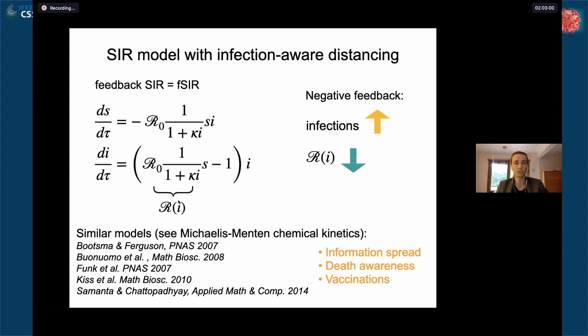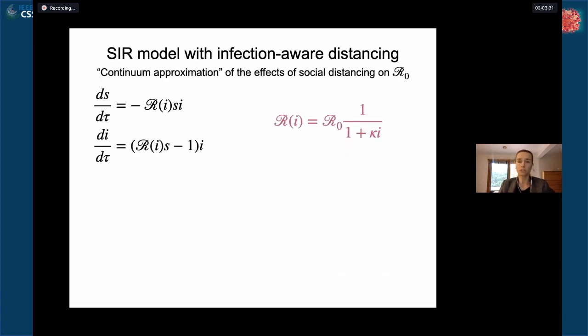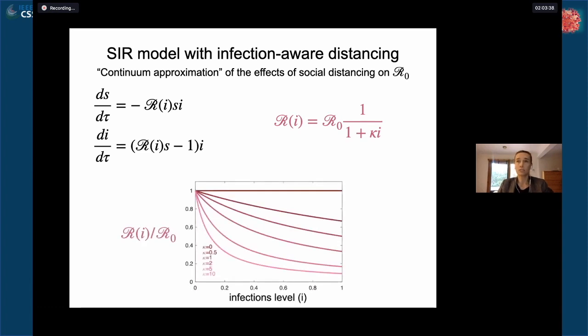And then there's a series of other works where they included Michaelis-Menten type terms like this for modeling awareness of infections that would improve the rate of vaccinations, and also in terms of modeling the information spread. But I'm not aware of any analysis on this particular simple two-variable model that would pay attention to how specifically the feedback affects the outcome of the dynamics. So with this continuum approximation of the effects of social distancing on R0, as you can see, this R of I is a monotonically decreasing function of the infection levels. And here is a plot that shows you how it changes the larger this kappa.